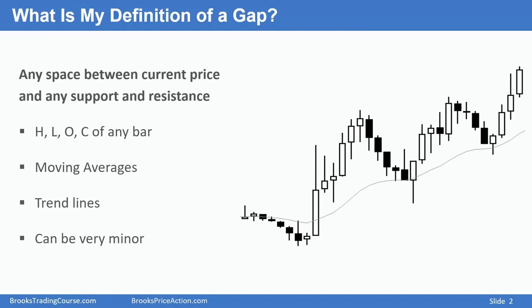For example, support or resistance can be the high, low, open, or close of any bar, the current bar or prior bars, any moving average, trend lines, trend channel lines, and a lot of times the support or resistance can be minor, yet it turns out that the gap is important. At the close of this bar, there's space between its high and a prior high, its high and the high of this lower high, and of the high of the prior bar. Those are all gaps. For example, this is a gap between this close and that high.